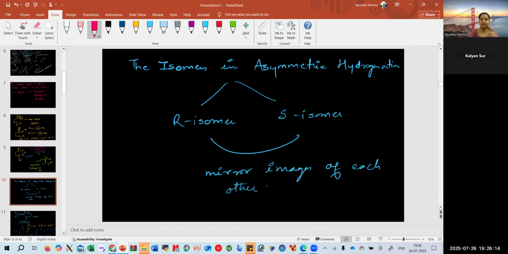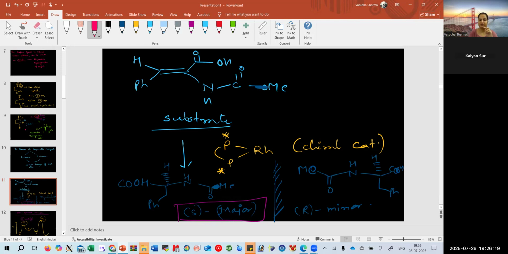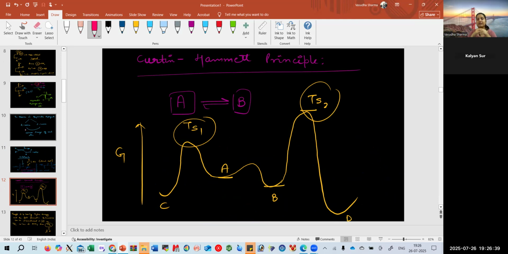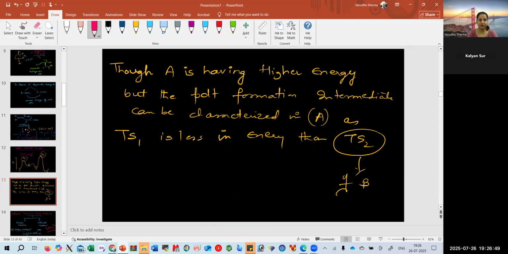Based on that, we found out that in asymmetric hydrogenation, we have two isomers, mirror images of each other. And here we found out which one is to be measured. The last question that I've given, you have to consider this example and find out which one is going to be the major product. Here we found out that the S isomer is the major one, even though the mechanism was not telling that S could be formed. But using the Curtin-Hammett principle, it came out that the S isomer is going to be favorable because the transition state involved in getting the S isomer has lesser energy. So this way we could quantify it.